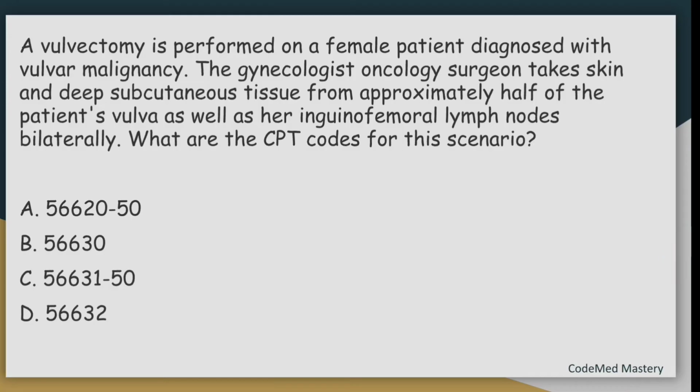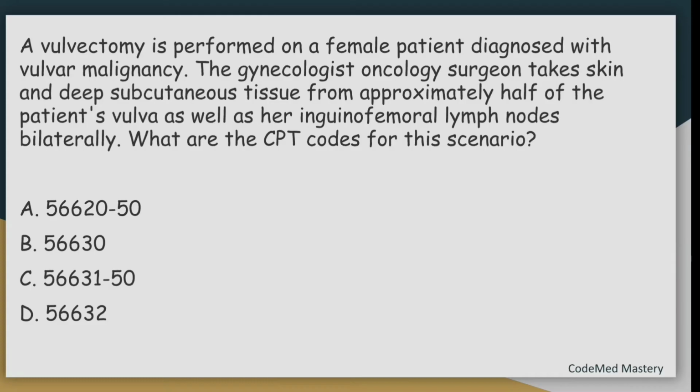Read the question. A vulvectomy is performed on a female patient diagnosed with vulvar malignancy. The gynecologist oncology surgeon takes skin and deep subcutaneous tissue from approximately half of the patient's vulva as well as her inguinofemoral lymph nodes bilaterally. What are the CPT codes for this scenario?